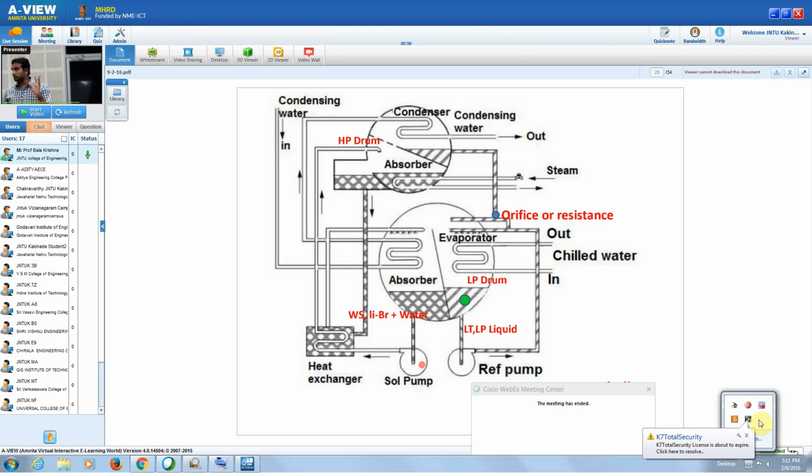will pump the solution, a mixture of both water vapor as well as lithium bromide. The liquid coming out of the evaporator in the low pressure drum will be at low temperature, low pressure, and it goes into the refrigeration pump. In the refrigeration pump, they will pump the fluid up, and the fluid gets sprayed inside the evaporator. When it is passing through the refrigeration pump, the pressure of the fluid is slightly increased. Only a minute increase in the pressure will happen, and it gets sprayed over this heat exchanger or this coil. Therefore, there will be heat transfer and the water circulating inside this coil gets chilled or cooled.